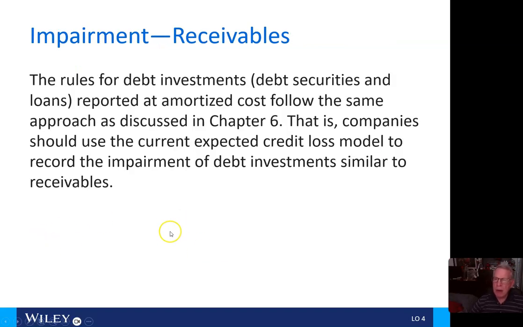Okay, impairment of receivables. The rules for debt investments, debt securities, and debt loans reported at amortized costs follow the same approach that we discussed way back in chapter 6. That is, companies should use the current expected credit loss model to record the impairment of debt investments similar to receivables.